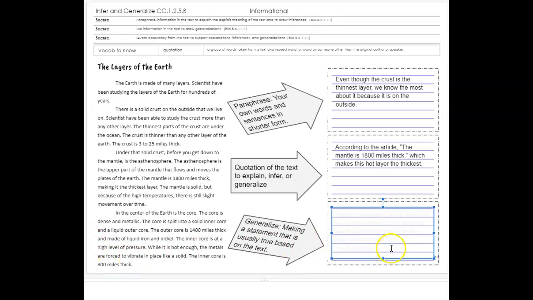So then making a generalization, something that is generally true. Humans will always know the most about the crust because the inner layers are too hot and have too much pressure for easy investigations.